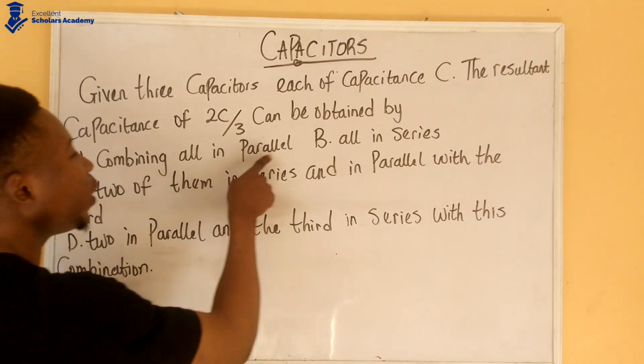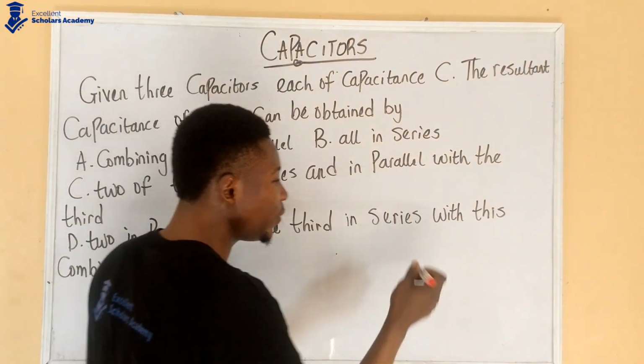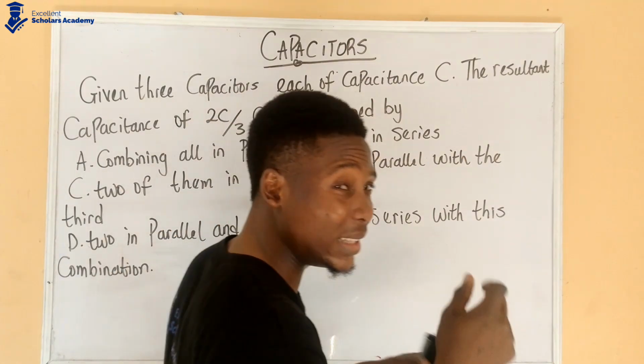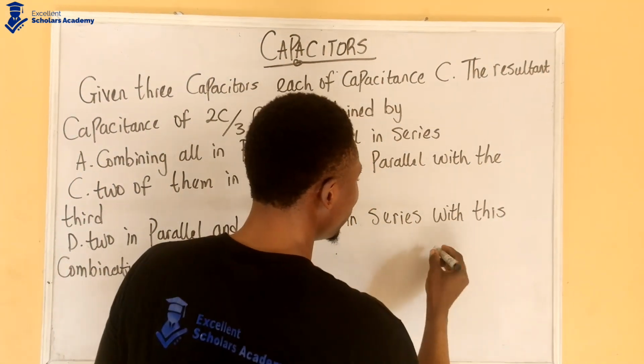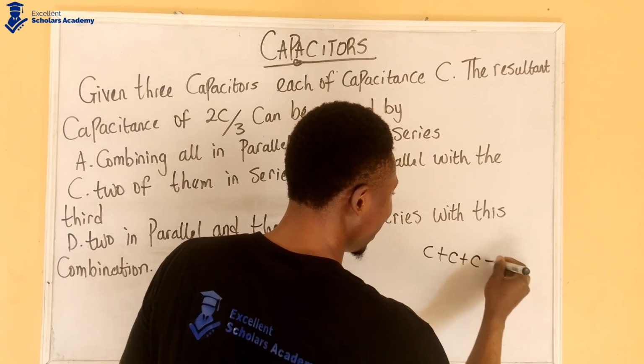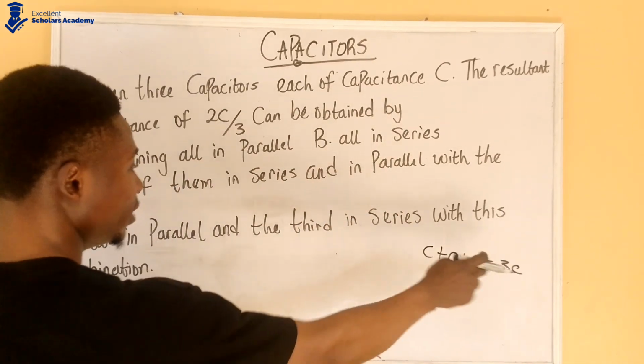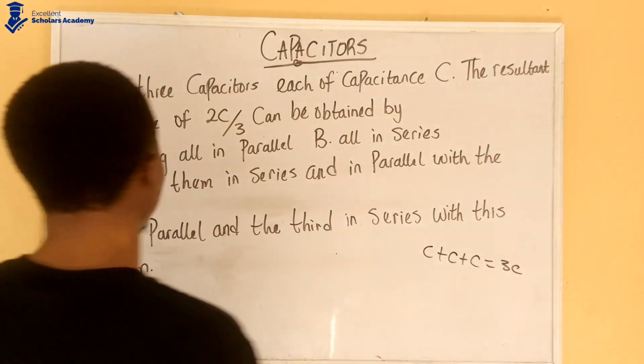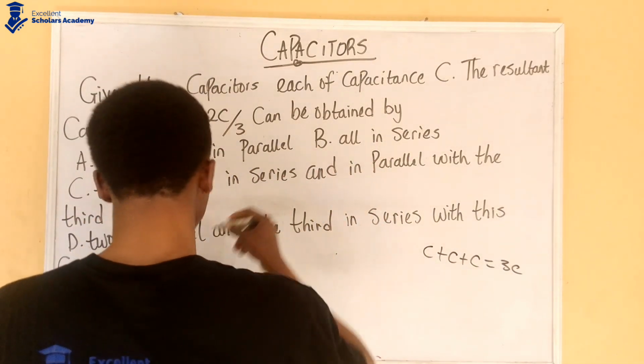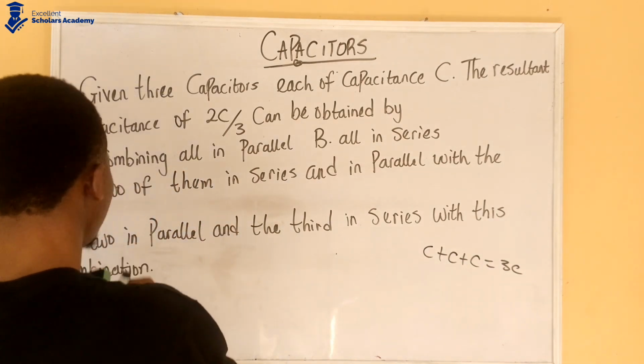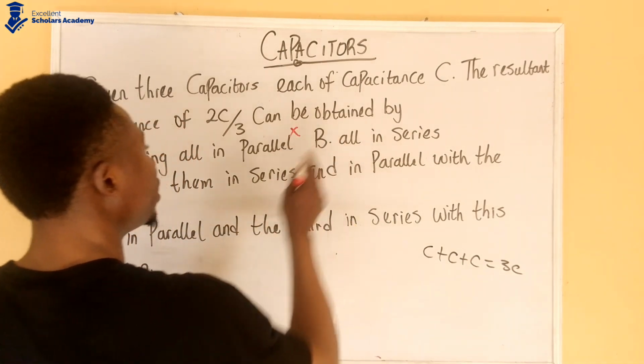Now, if you combine all in parallel, do not forget that each capacitance is C. So if you combine all in parallel, you're going to have C plus C plus C. That gives you 3C. See, it's not the same thing as 2C over 3. So this is out of it. Now, let's try the next one.